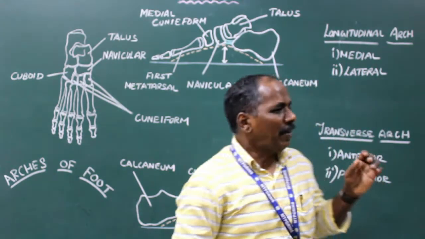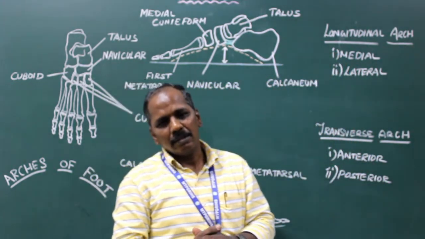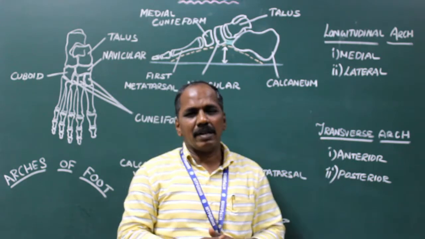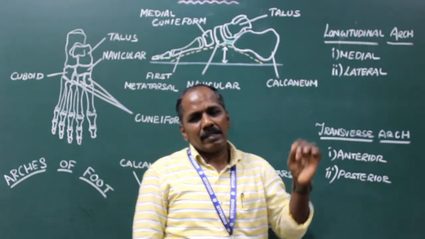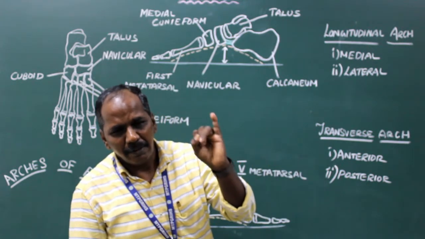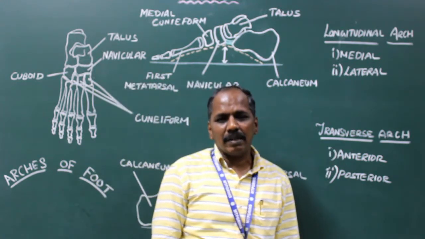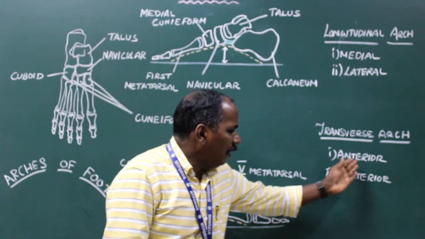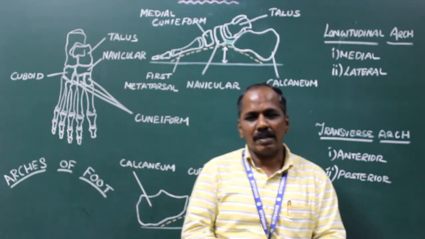There are two types of arches. Number one, longitudinal arch. Number two, transverse arch. The longitudinal arch is divided into number one, medial longitudinal arch, and number two, lateral longitudinal arch. The transverse arch is divided into number one, anterior transverse arch, number two, posterior transverse arch.